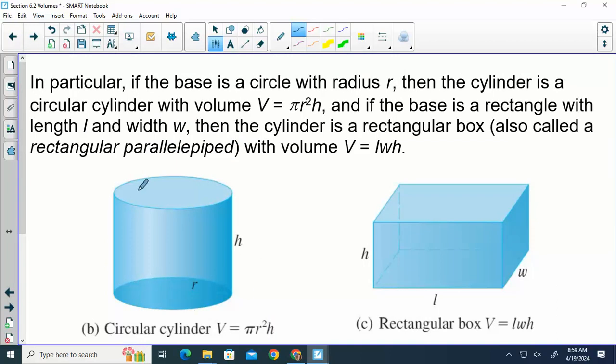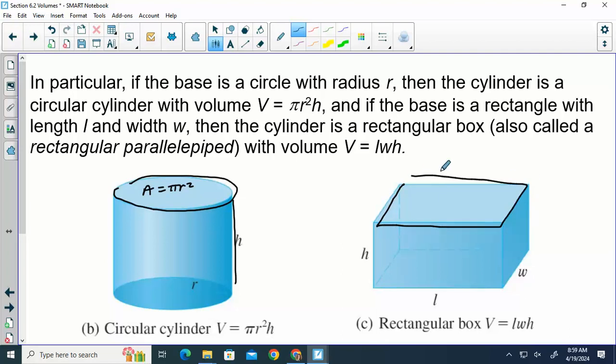When we talk about those, the formula is pi r squared h, because the base is a circle. The area of a circle is pi r squared, and then take that times your h to get the volume. Volume of a box: the base is a rectangle, so that's your length times width, and then to get the volume, you take it times the height. So when we're talking about volume, it's area of the base times the height.